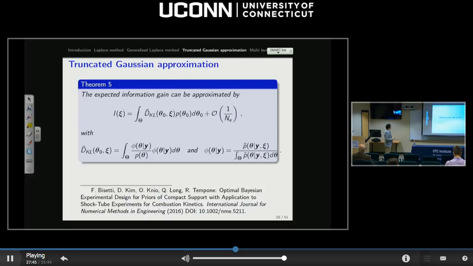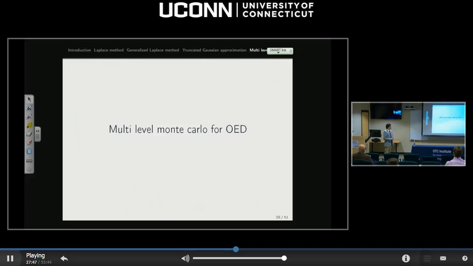And the last approach I'm going to show you is the multi-level Monte Carlo for OED. The previous approaches are all based on the fact that you have lots of data. In some cases, you don't have too much data. If you don't have too much data, you don't have concentration of measure for the posterior. What can you do? We can still use some method to accelerate the computation, and the method I'm going to use is multi-level Monte Carlo.